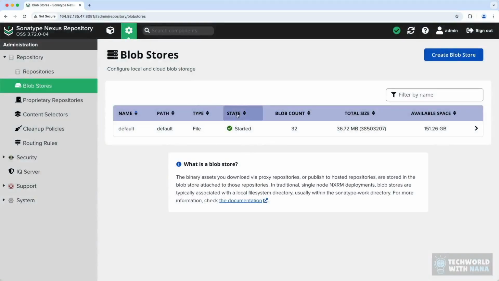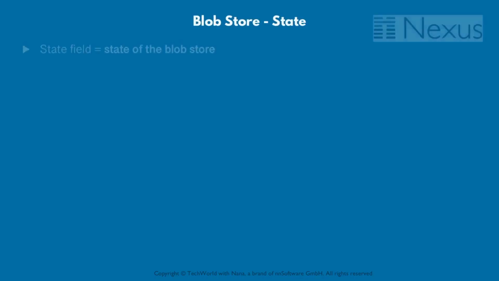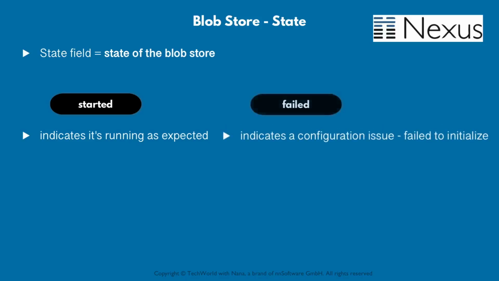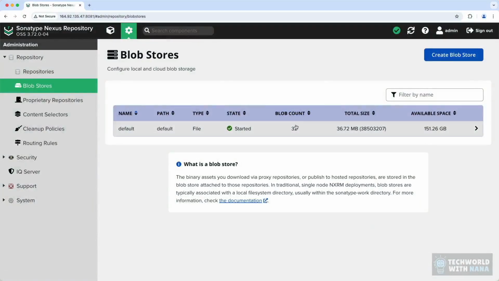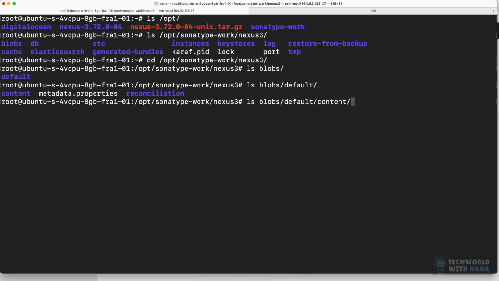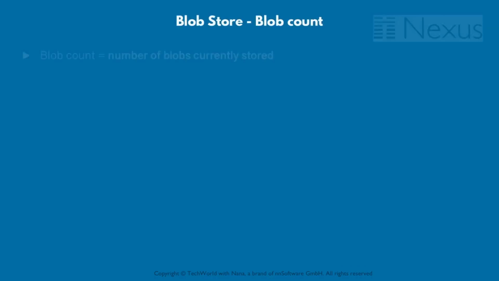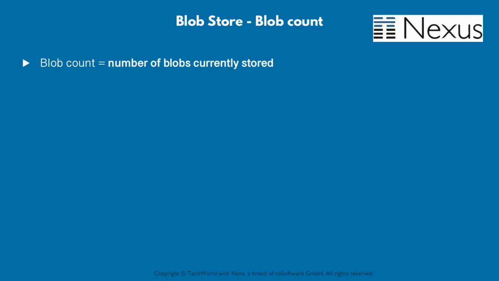The second attribute is state. The state started indicates that it is running as expected. If it has a failed status, then it means there is a configuration error or some issue, and therefore the Blob store failed to initialize. And here in the blob count, we see the number of blobs that are stored. If we look in the content folder, you see the data is actually split up into different volumes or blobs. And this is the number of blobs that is currently stored. So the components and the artifact files, etc.